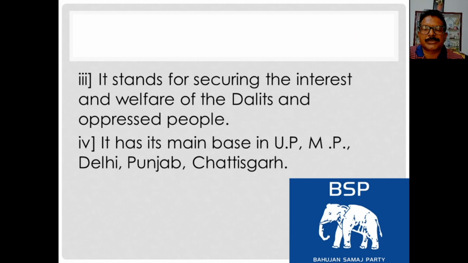It stands for securing the interest and welfare of the Dalits and oppressed people. It has its main base in UP, Madhya Pradesh, Delhi, Punjab and Chhattisgarh. The symbol of BSP is elephant. The symbol of BJP is a lotus.